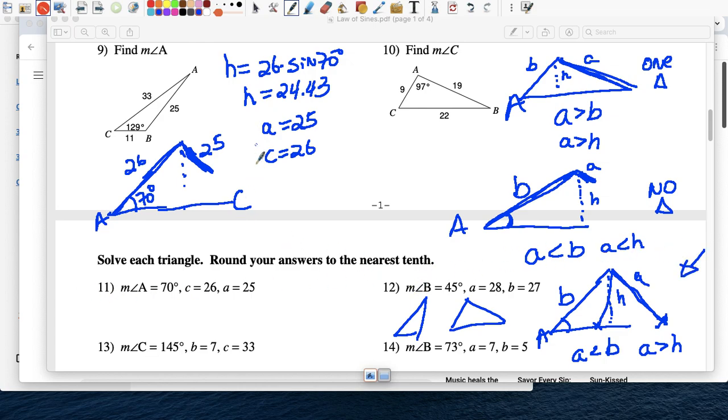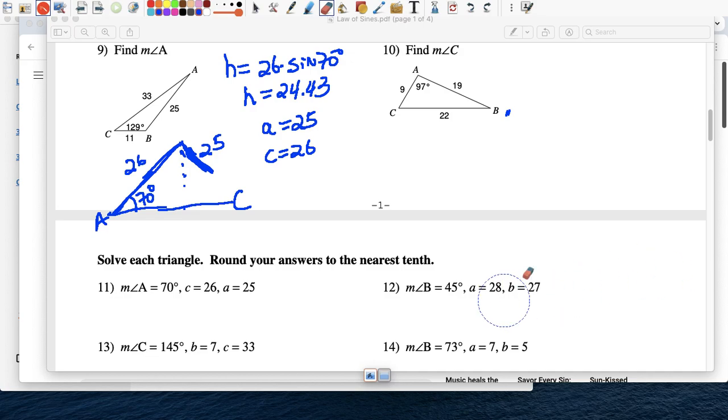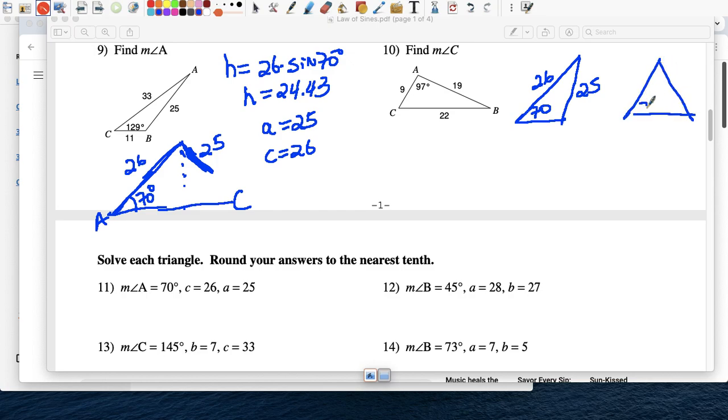All right, and in this case, which means that this guy here is greater than the height, so 25 can make a triangle. So we're going to have two triangles in this case. I'm going to erase all this and show you the two possible triangles. You're going to have one triangle that looks like this: that's 25, this is 26, and this is 70. And the other triangle is going to look like this: that's 70, that's still 26, and that's 25. So we're going to have to do, unfortunately, double the work.